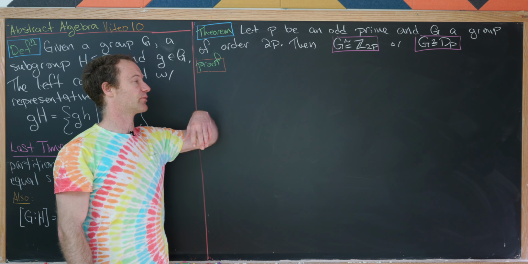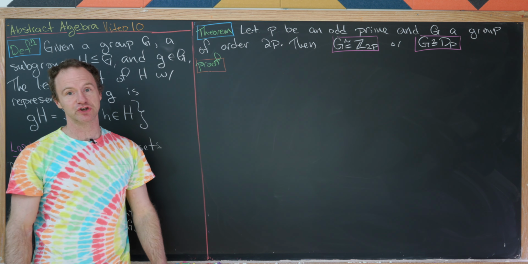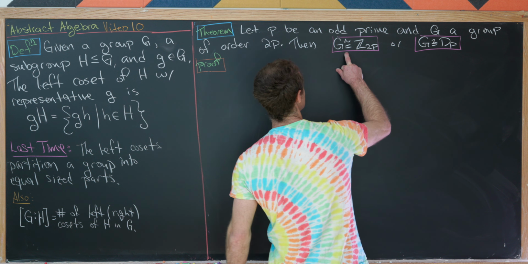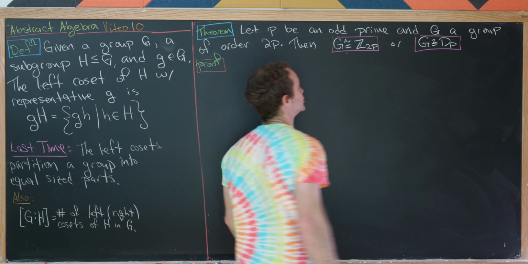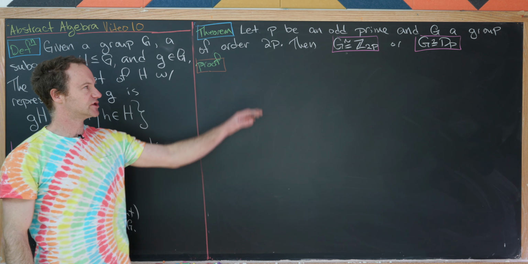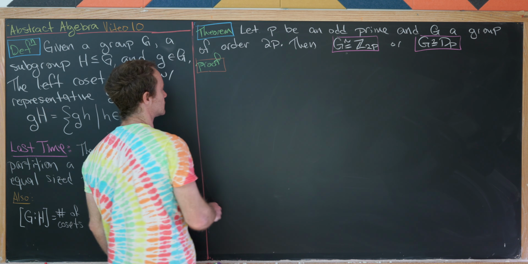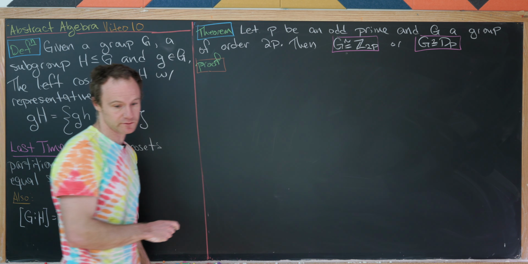Let p be an odd prime and G be a group of order 2 times p. Then G is either isomorphic to Z_2p or G is isomorphic to D_p. So it's either that cyclic group or it's a dihedral group. Okay, so let's see how this proof goes.